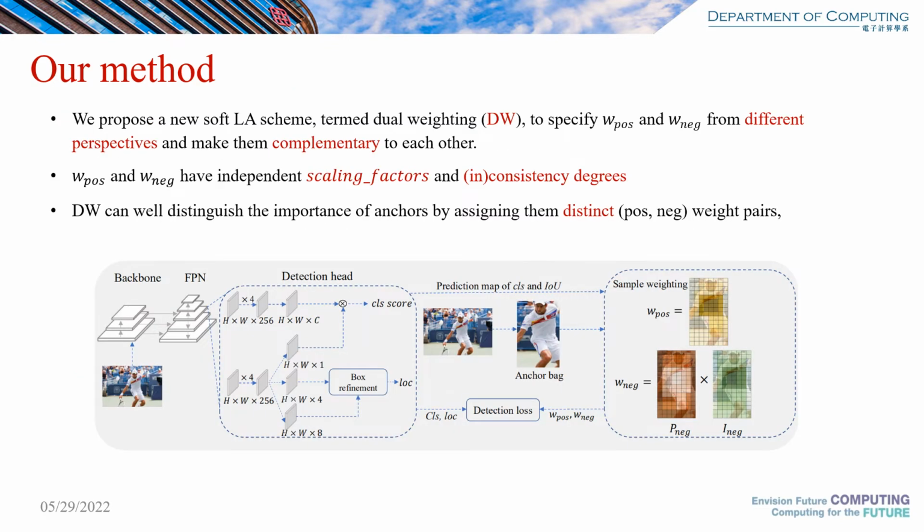In this paper, we propose a new soft LA schema termed dual weighting to specify W positive and W negative from different perspectives and make them complementary to each other. An advantage of DW is that it can well distinguish the importance of anchors by assigning them distinct positive and negative weight pairs. This figure shows the whole framework of DW. The left part shows the overall detection model, which consists of backbone, FPN, and detection head. The right part shows the weighting process. Next, we will describe the weighting functions of DW in detail.